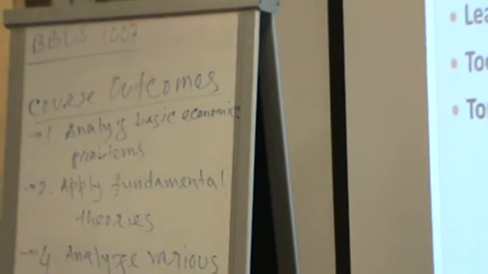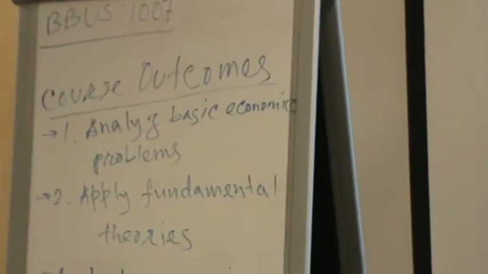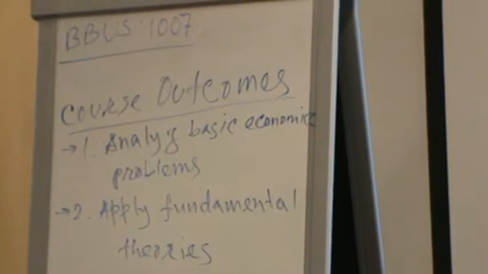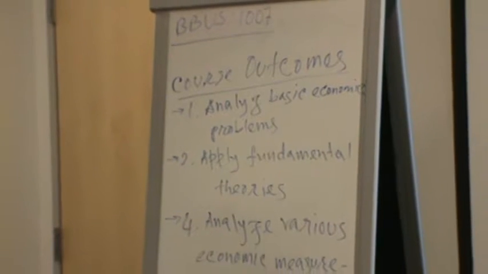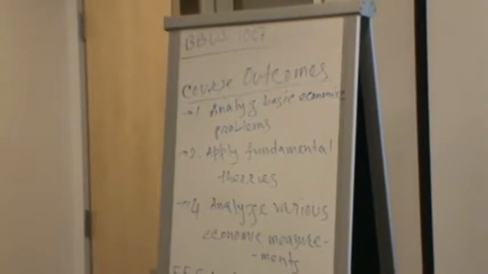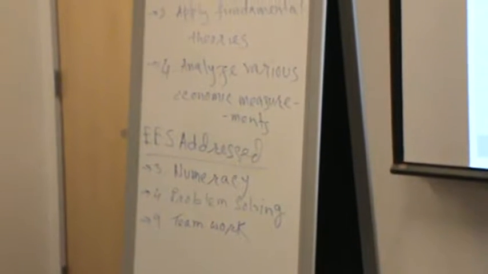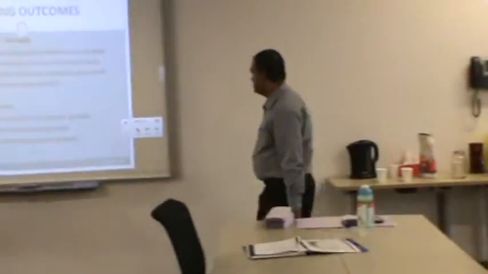So just to start with, the learning outcomes number 1, 2, 3, and 4 are the outcomes that are going to be addressed today. And we'll also address the essential employability skills number 3, which is numeracy, number 4, which is problem solving, and number 9, which is teamwork. So these are the things that are going to be addressed today.